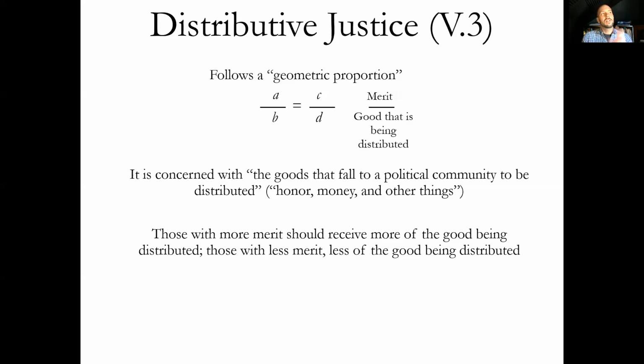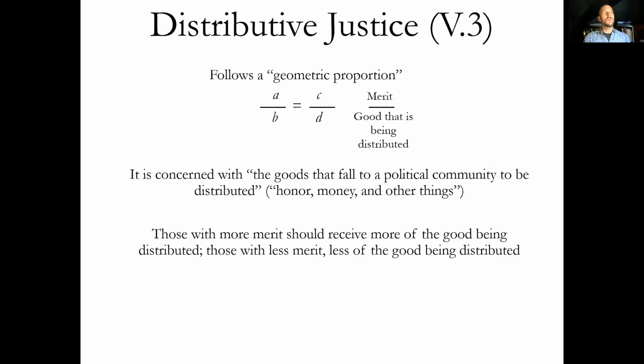Subsequent readings are going to fill in those details and answer those questions. What exactly are the goods that a political community distributes? What exactly is the relevant merit? Things like that. Those questions are going to be answered in later readings. They're not going to be answered right now. Aristotle just doesn't do that.